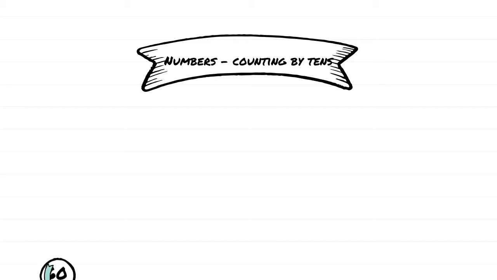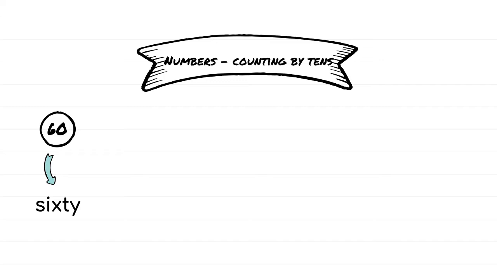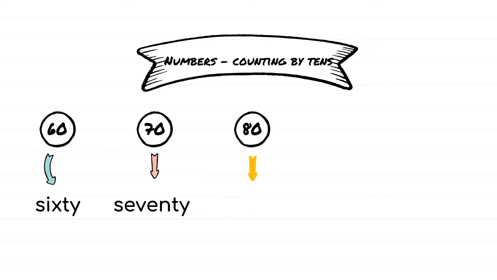Our next numbers are 60 ataupun 60. How do you spell 60? S-I-X-T-Y, 60. The next one is 70 ataupun 70. S-E-V-E-N-T-Y, 70. Next, 80. E-I-G-H-T-Y, 80.